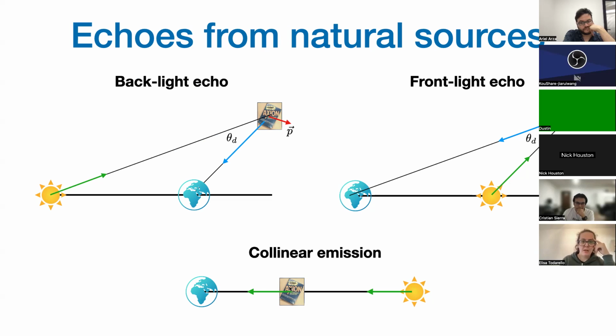This is not an echo. This is the photon that we receive in this case, the one that is exactly identical to the pre-existing ones, okay? And instead, we can have two kinds of echoes.